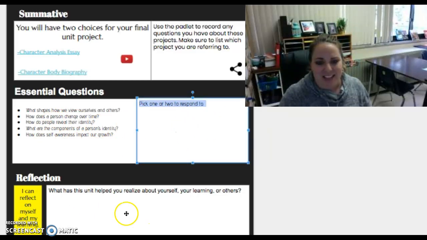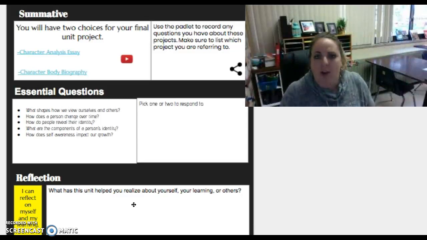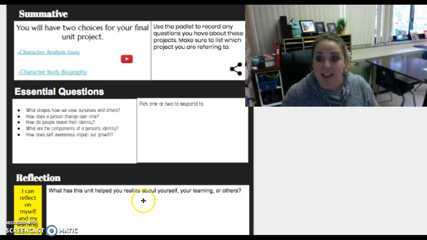And then last but not least is one final reflection spot. What has this unit helped you realize about yourself, your learning, or others? And that's where all of it should really come together. I have learned that I should look at characters like they are real people, because a good character behaves in a way that real people behave in too. And I can learn about people when I learn about characters. And so that might be something you've learned, a big picture thing that you've learned throughout this unit. So that's what I'm looking for you to write right there.